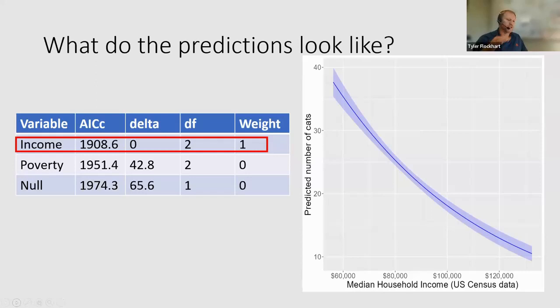It's a negative relationship, which means that at lower median household income levels, we have a predicted higher number of cats. And at higher household income levels, we expect fewer numbers of cats. So there's this negative relationship that exists. And of course, because we're using data that has variation in it, there's some confidence around that estimate. That's what that light blue band is. And then the dark line is the mean predictor.